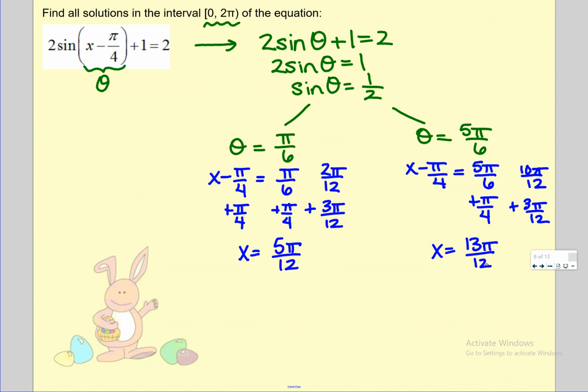Okay. If you want to check this answer, you can use your calculator, especially if you're working on your Math Excel. So you can put your calculator in radian mode, just put 5/12 and 13/12 back into the equation, and it'll give you exactly 2. So we can absolutely check a lot of these. Okay? All right, I think we're going to stop there for today.